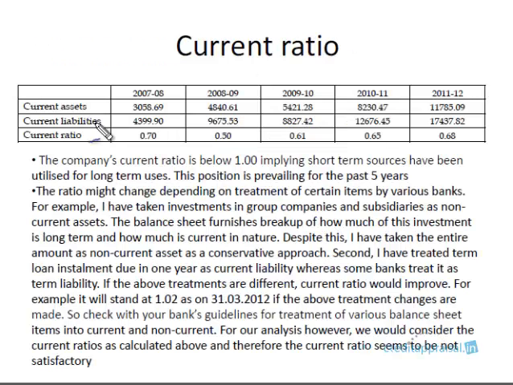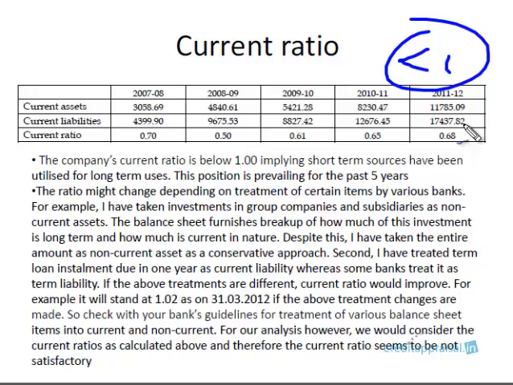Let us look at the next ratio, current ratio. You know how to calculate the current ratio: current assets by current liabilities. Please refer back to the chapter on working capital assessment, where we had an in-depth discussion on NWC and current ratio. For this company, you'll find that the current ratio has been less than 1 for the last 5 years.